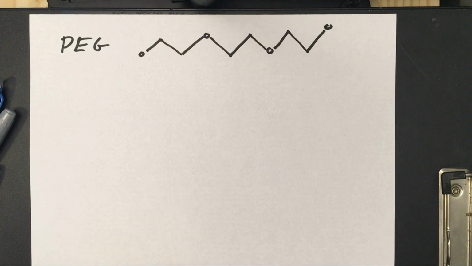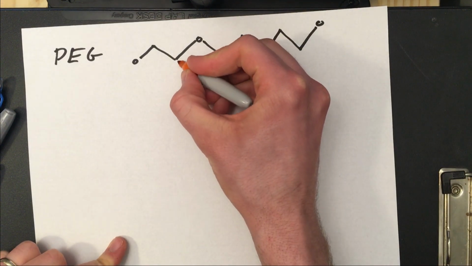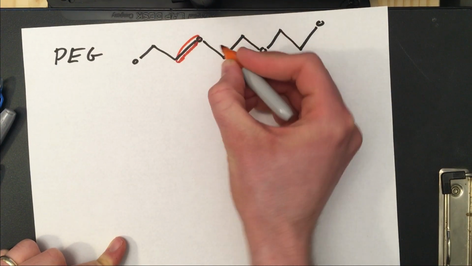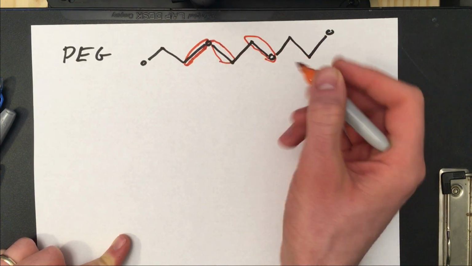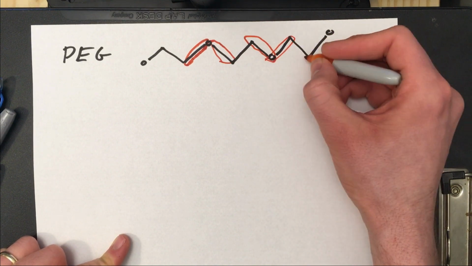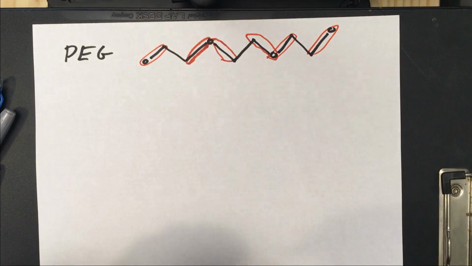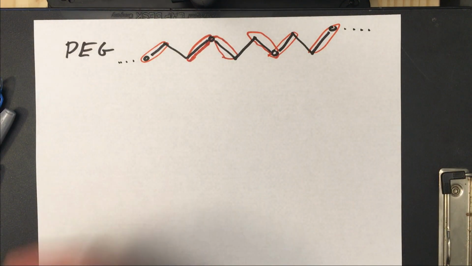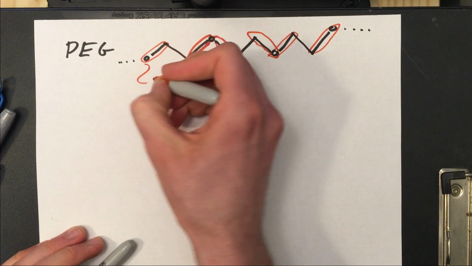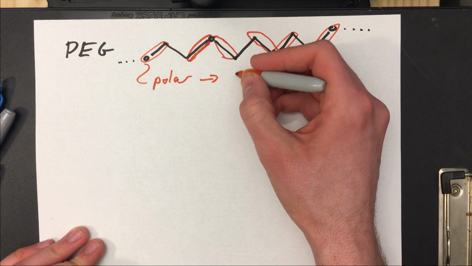So when I think about which bonds might be hydrophilic, any of the oxygen-carbon bonds are going to be hydrophilic, right? So this bond's going to be hydrophilic, this bond's going to be polar, which results in the molecule being hydrophilic. So polar bond, polar bond, polar bond, polar bond, polar bond, polar bond. So many of the bonds in PEG are polar. Which basically means this PEG molecule is very hydrophilic.